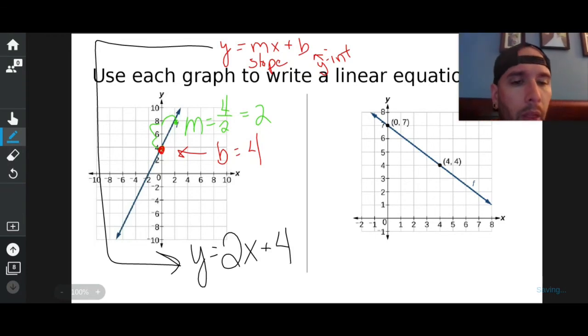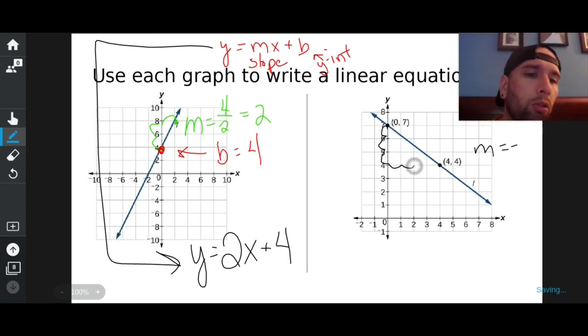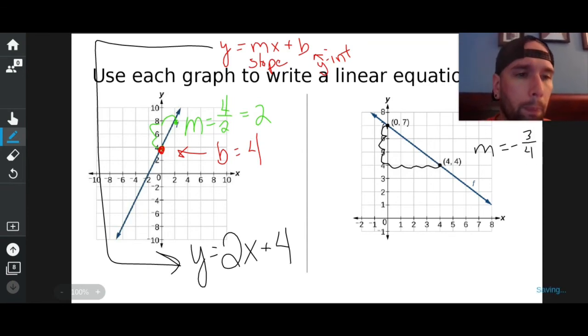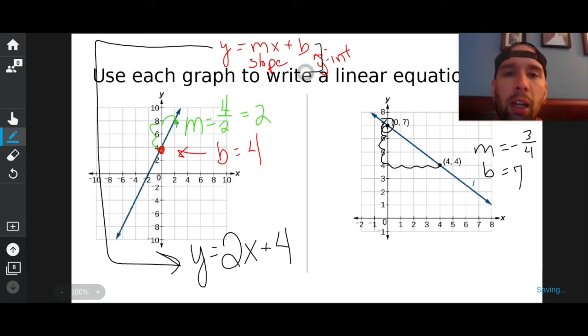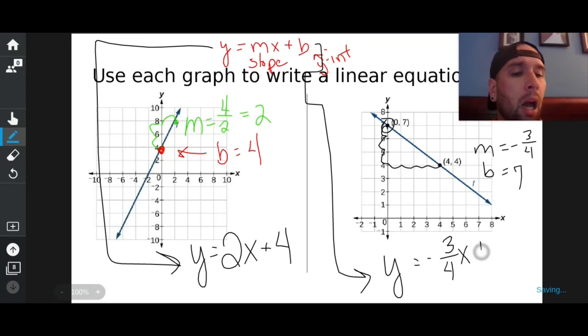Now I have a regular chart. So I have to find the slope. This is going to be a negative slope because the line is going down and to the right or up and to the left, same thing. My rise is 1, 2, 3. My run is 1, 2, 3, 4. So my slope is negative 3 over 4. My y-intercept is right there staring at me in the face. And again, I'm going to use that equation right there and write out y equals, but instead of m, negative 3/4, and instead of b, I have positive 7.